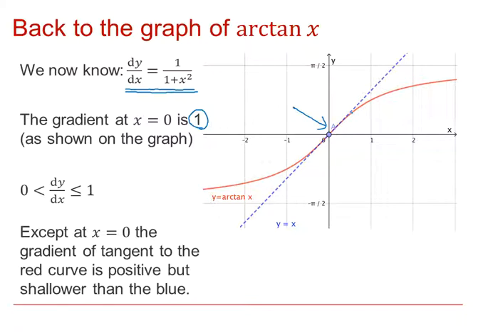However, we can see as we go along the curve that, for example there, the gradient is shallower than 1, and if we go to another point, it also has a shallower gradient than 1. So at the origin, the gradient is 1, but everywhere else along the curve the gradient will be less than 1, so it will be less steep than y equals x, which means that the gradient is bigger than 0 but less than or equal to 1 along the curve y equals arctan x.